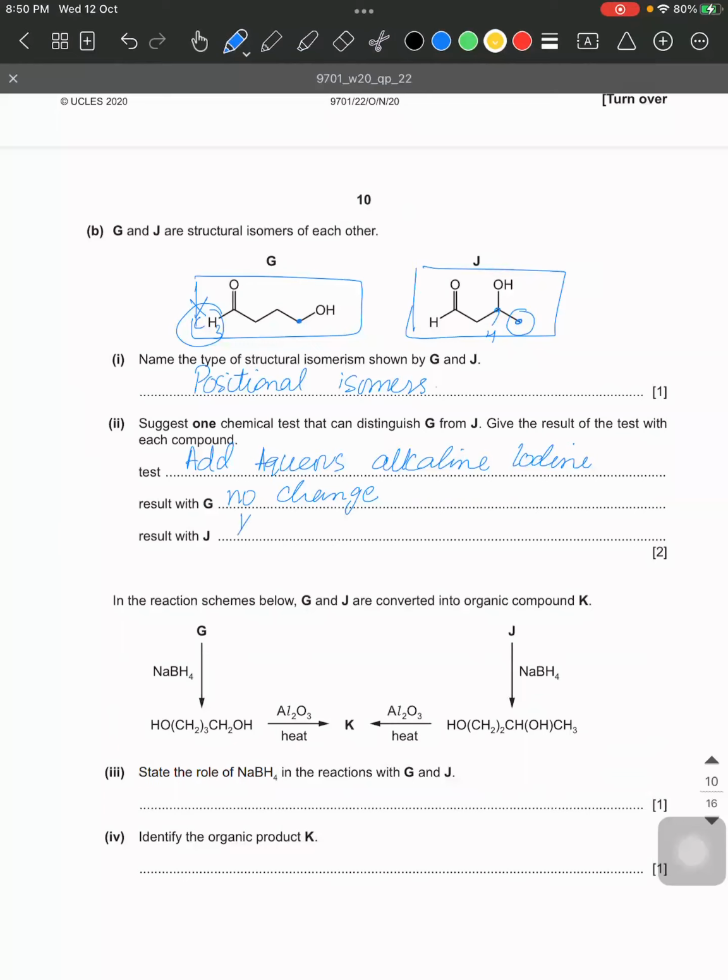So you will say that yellow precipitate forms. So this is one of the tests which you can use to identify or distinguish these two compounds by this test, right?